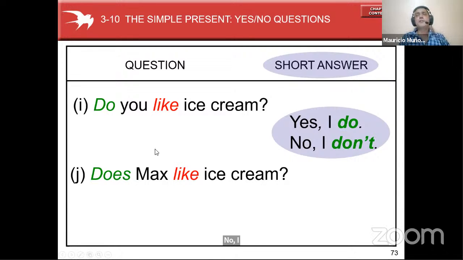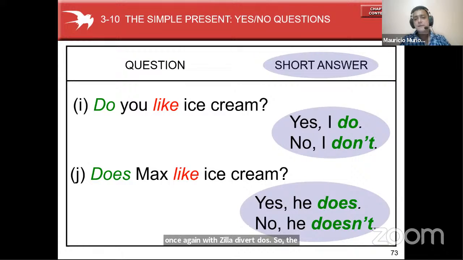Now, with the third person, here the auxiliary is different. Does Max like ice cream? As you can see, it starts once again with the auxiliary verb, does. So the answer might be positive or negative. Yes, he does. Or the negative, no, he doesn't.